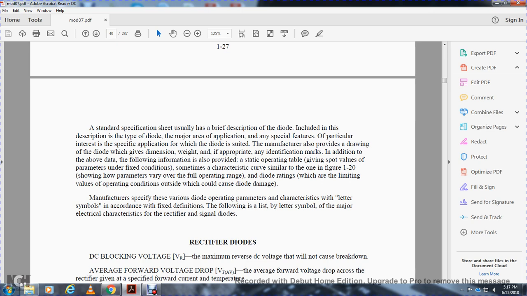Sometimes a characteristic curve, similar to the one in the figure, shows how the parameters vary over the full operating range of the diode. Ratings are limiting values for the operating conditions, outside of which the diode may be damaged.